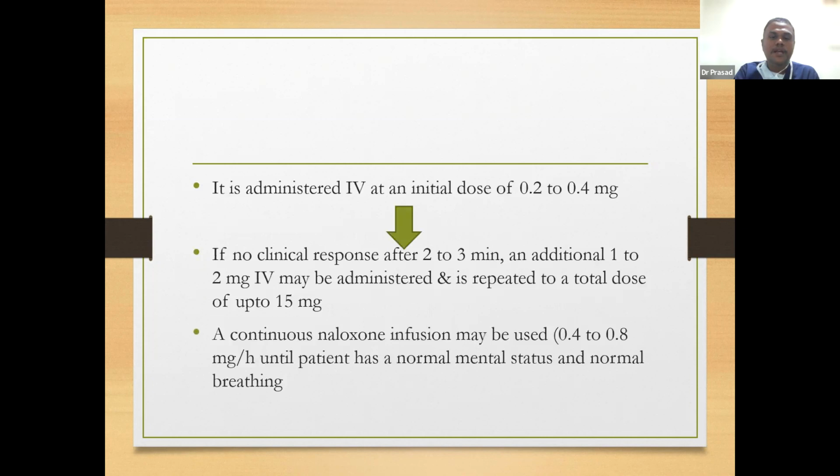It is administered IV at an initial dose of 0.2 to 0.4 mg. If there is no clinical response after 2 to 3 minutes, an additional 1 to 2 mg IV may be administered and repeated to a total dose of up to 15 mg. A continuous naloxone infusion of 0.4 to 0.8 mg per hour may be used until the patient has normal mental status and normal breathing.